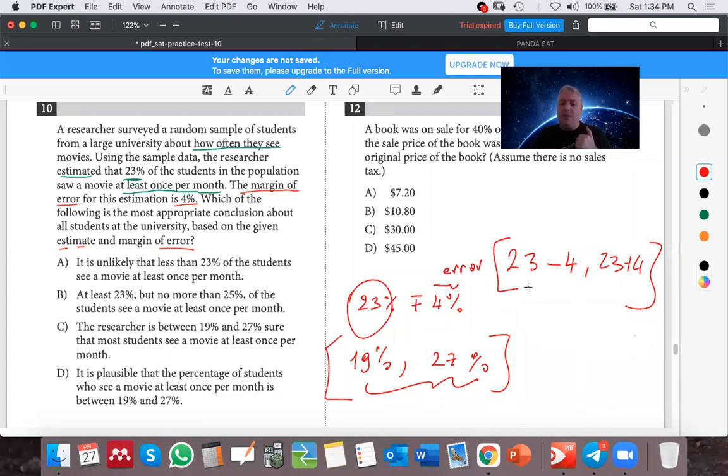So when I read the question, 19 and 27, directly I look for the numbers 19 and 27. Here, nothing; here, nothing. So the answer is one of them. Which one? I am reading: the researcher is between 19 and 27. Sure, most students see a movie theater at least once per year. It is plausible that the percentage of students who see a movie theater at least once per month is between 19 and 27. So what do you think? Which one is the answer? Read the question one more time and tell me which one is the better explanation.